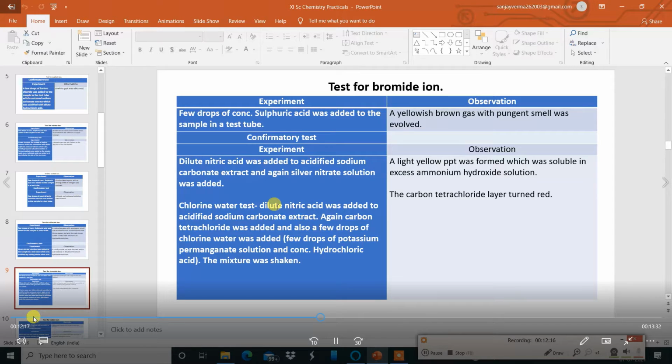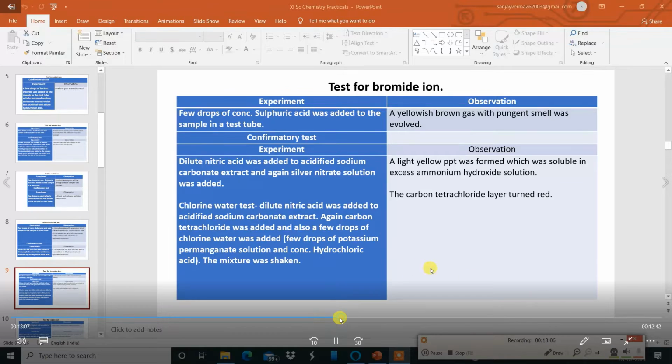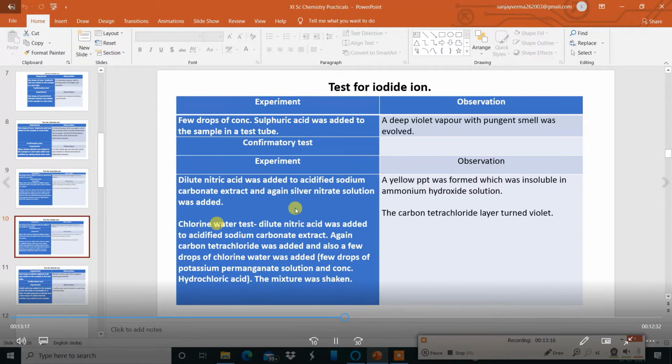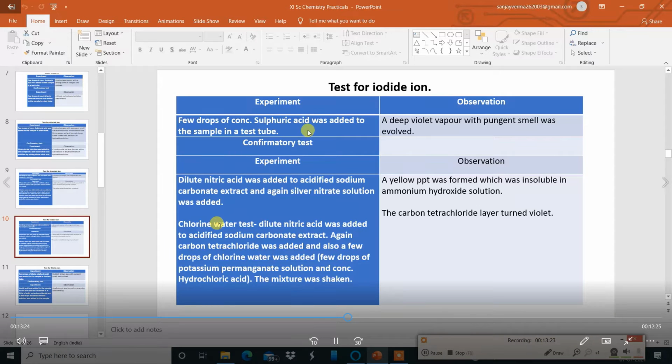Then after this, I went further to explain and show you the test for iodide ion. After showing this, I went for the iodide ion. During the test for iodide ion, again there were two tests. One was a preliminary test, the first one.